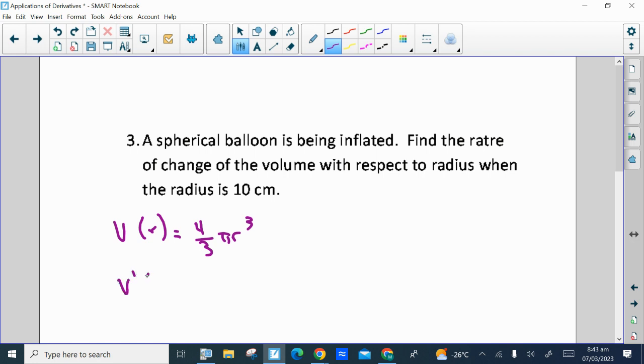So now the instantaneous rate of change of volume with respect to radius will be the derivative. And when you multiply, the power 3 comes in front as a coefficient, the 3's are going to cancel and you'll have 4 pi R squared, which is actually the formula for surface area of a sphere, 4 pi R squared. Again, that's just the way it worked out.